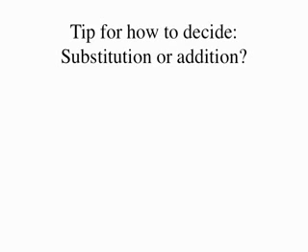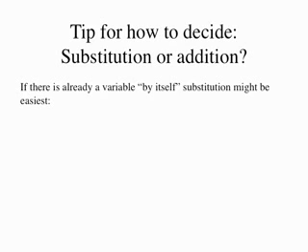Well, here's a tip for how to decide whether to use substitution or addition. If there's already a variable all by itself on one side of the equal sign, substitution might be the easiest method. Here's an example. If you have a system of linear equations that looks like this, 6x plus 3y equals 12 is the first equation, and x equals y plus 1. Notice that in the second equation, x is already all by itself on one side of that expression.